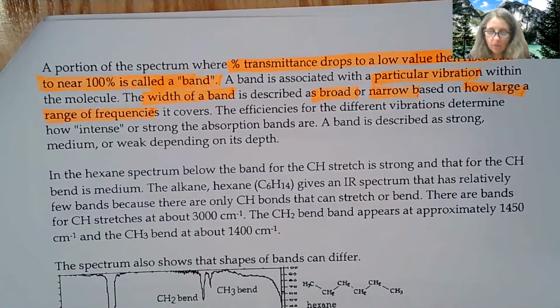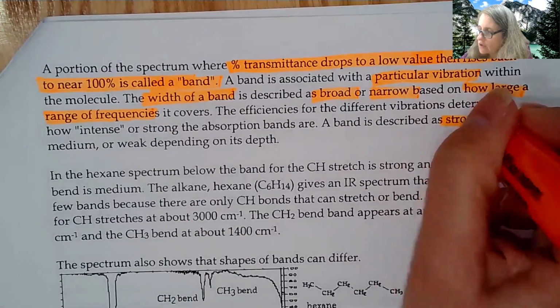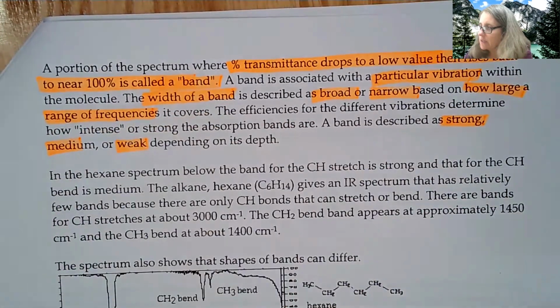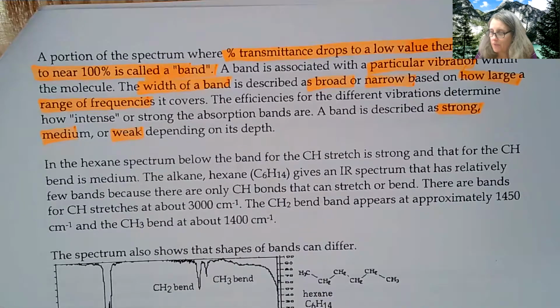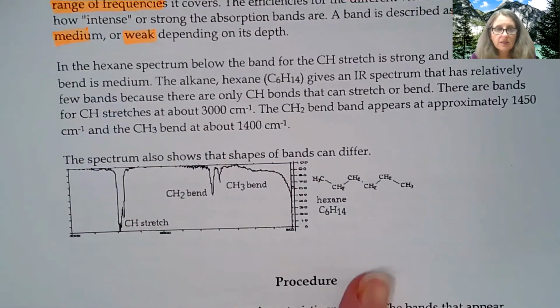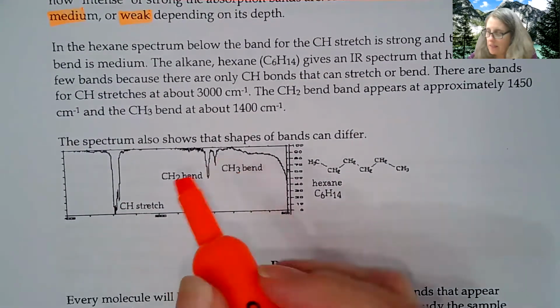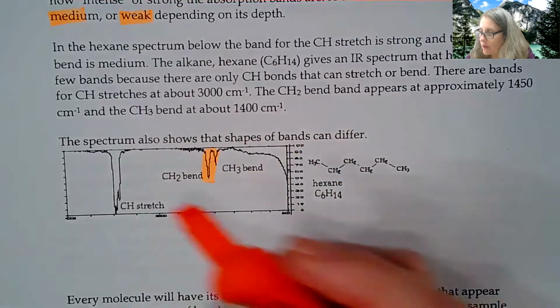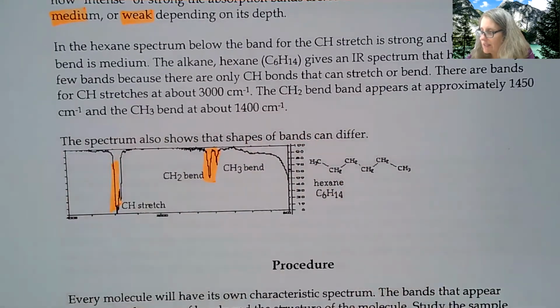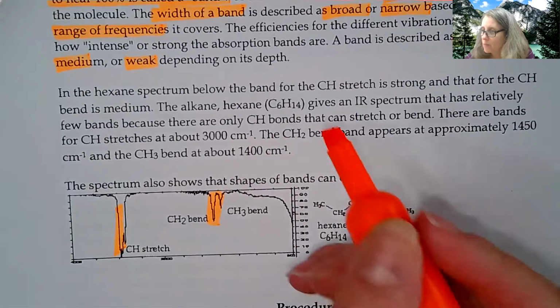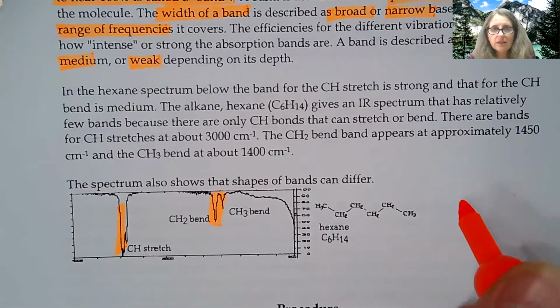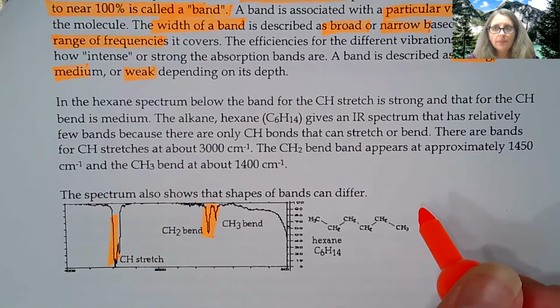We also have strong versus medium versus weak, depending upon the depth. So if I look at this spectra here, these are pretty narrow bands, and this one would probably be a little bit broader, depending upon what you're looking at. But what is unique about IRs is it gives you some idea of what functional groups you have.